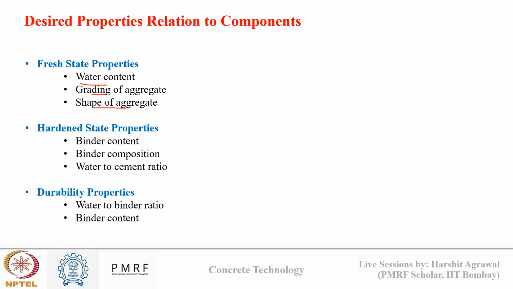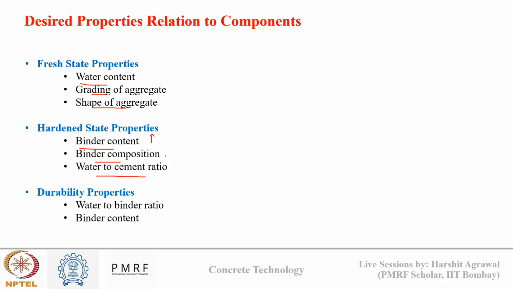And shape of aggregates, like rounded aggregates, have lower interlocking and frictional resistance, so they can promote more workability in the fresh state. The hardened state is mainly affected by binder content, binder composition, and W by C ratio. How? Higher binder content will increase the compressive strength. By binder here we mean OPC with or without mineral admixture.